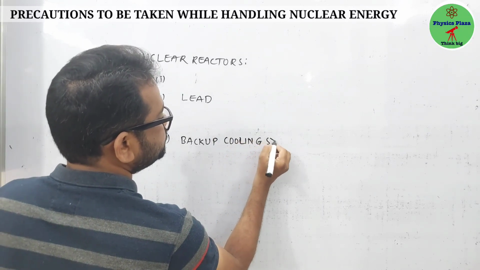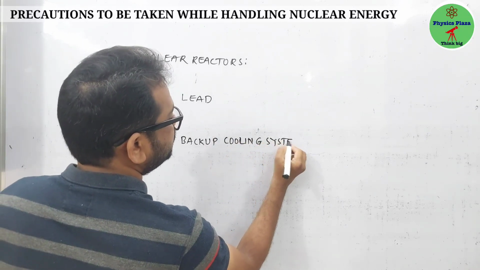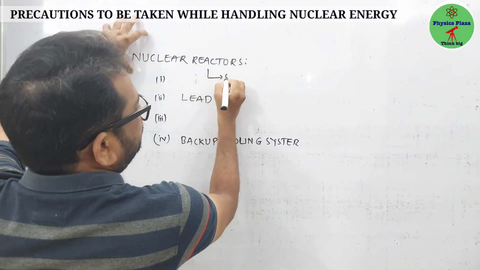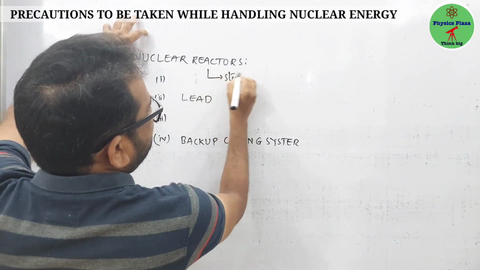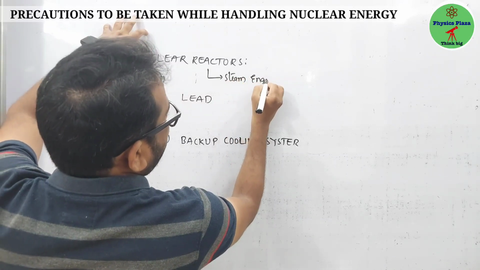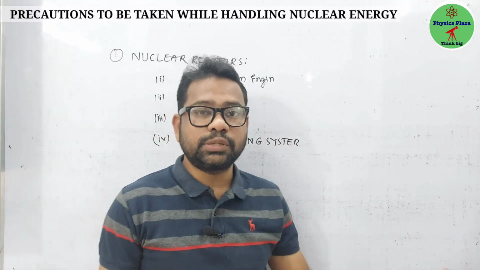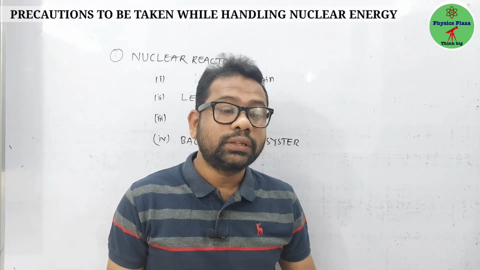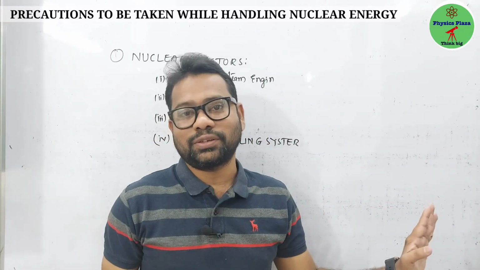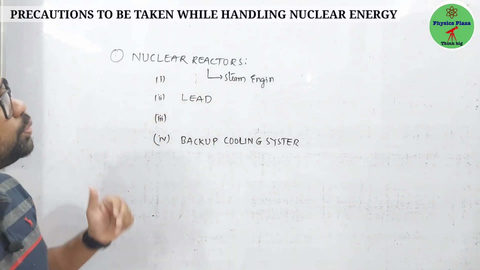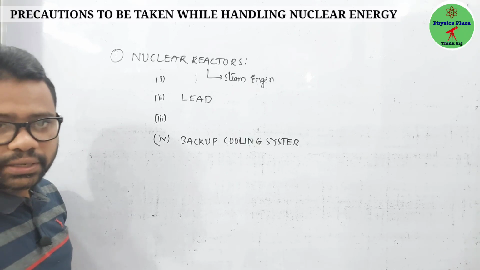Why a backup cooling system, children? We know that a nuclear reactor is nothing but a steam engine; it produces steam. So obviously heat is produced continuously, and the core of the reactor must be continuously cooled. Try to understand. Okay, fine. So these are the precautions to be taken while handling nuclear reactors.